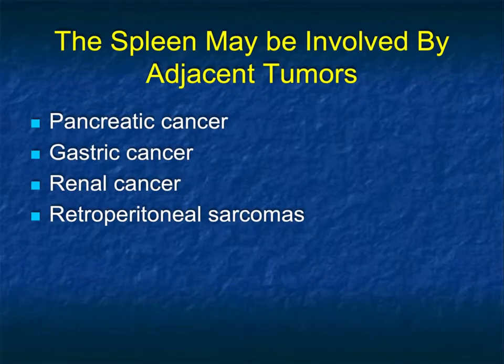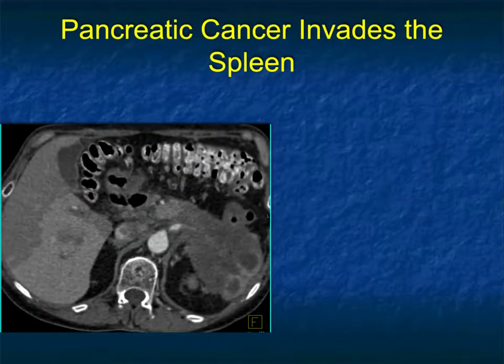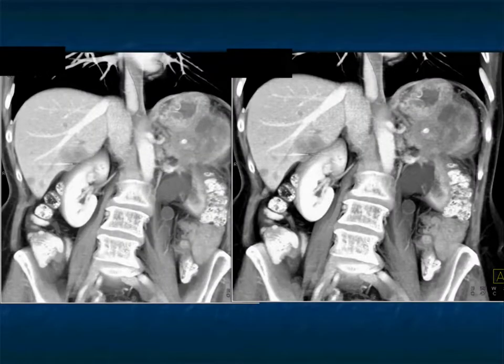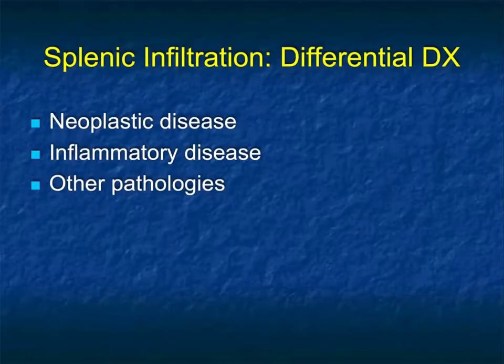Now, we mentioned adjacent tumors, particularly tail of pancreas, growing in, but gastric cancer, renal cancer, or retroperitoneal sarcomas can all involve the spleen. At times when the primary tumor has been resected, recurrence can also involve the spleen. Here's a nice example of a large mass in the tail of the pancreas with direct extension and involvement of the spleen. Classic case. Here's another example, tail of pancreas, tumor growing into the spleen.